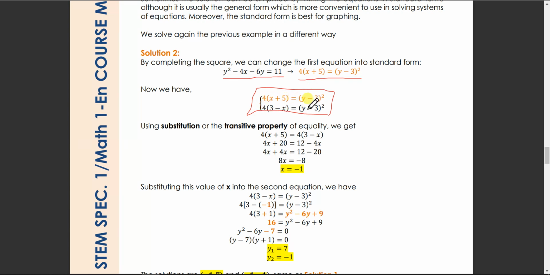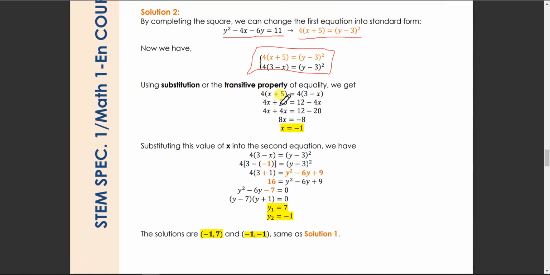So ma-equate lang sila, kay equal naman sila ani nga value. So meaning our 4 times x plus 5 is just equal to our 4 times 3 minus x. Okay? The next, we are going to distribute 4. So we have 4x. 4 times 5 is 20. 4 times 3 is 12. 4 times negative x, that is negative 4x.